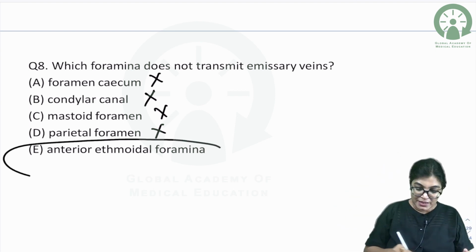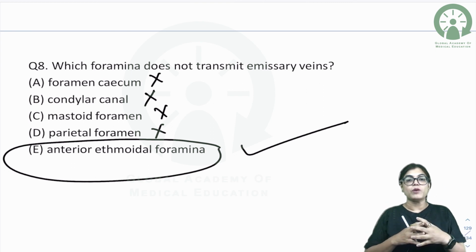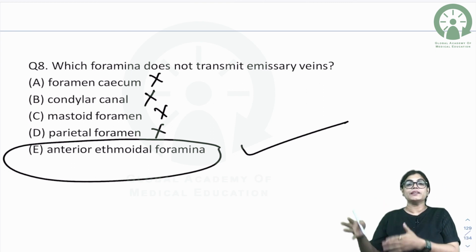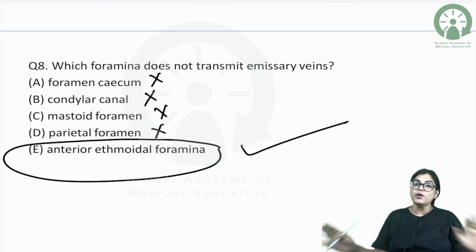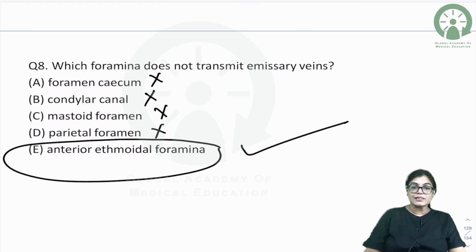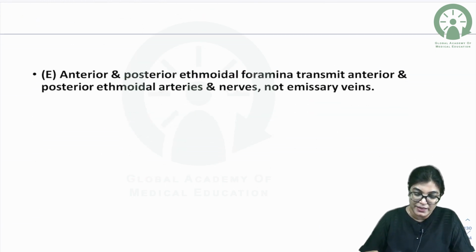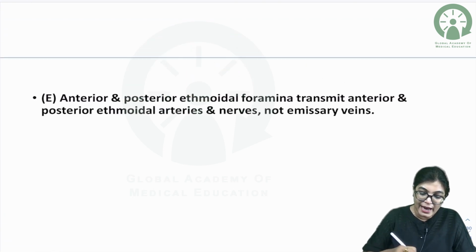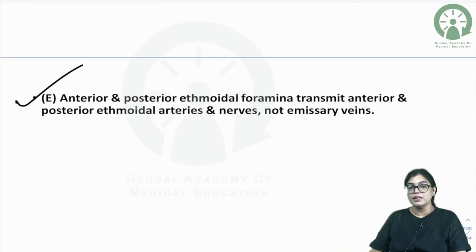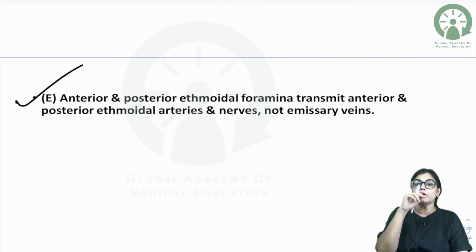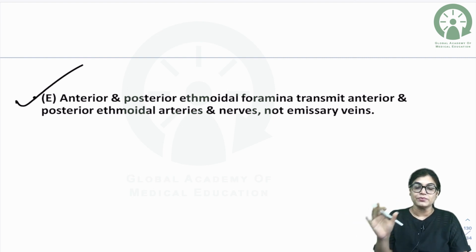Anterior ethmoidal foramen is the right answer because through the anterior ethmoidal foramen only the anterior ethmoidal nerves and vessels pass. No emissary vein passes through it. Not a single emissary vein passes through it. See the explanation. Anterior and posterior ethmoidal nerves and vessels pass through the anterior and posterior ethmoidal foramina. No emissary vein passes through this. So, definitely E is the right answer.